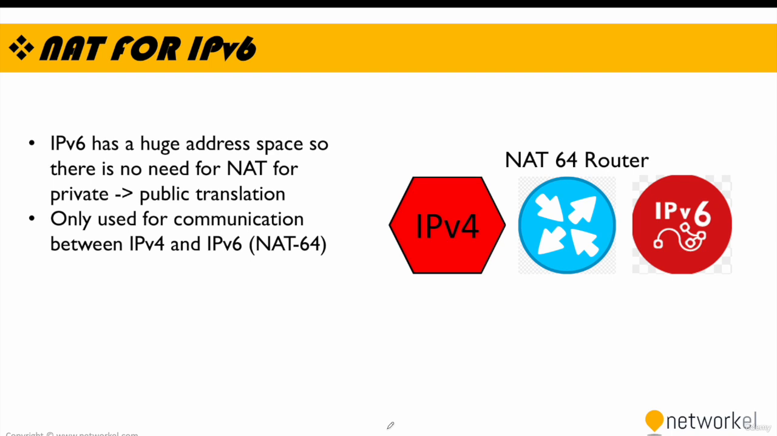So when it comes to NAT for IP version 6, IP version 6 has a huge address space, guys. So there is no need for NAT for private to public translation in an IP version 6 environment. NAT is only used for communication between IP version 6 and IP version 4 devices, and this method is known as NAT64.